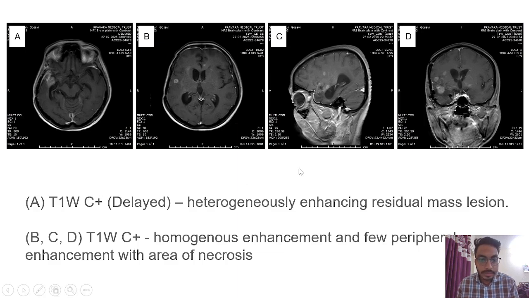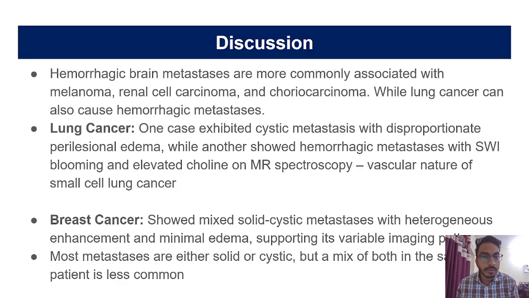On post-contrast delayed scan, we have a heterogeneously enhancing residual mass lesion, which you can see in the right anterior temporal lobe. Also on post-contrast study, we have multiple homogeneously enhancing and a few peripherally enhancing lesions with areas of necrosis. We can see multiple lesions, which are obviously the multifocal metastases of glioblastoma multiforme.